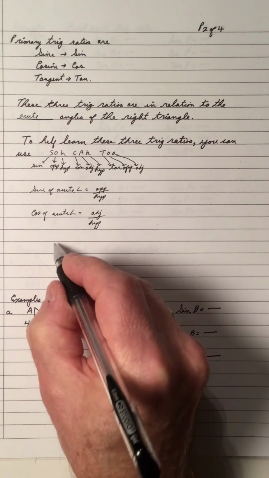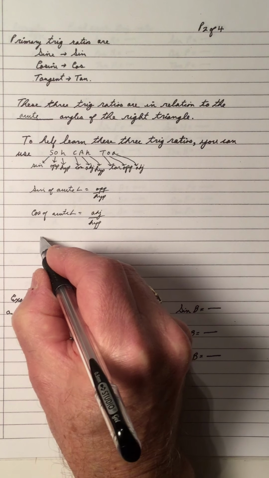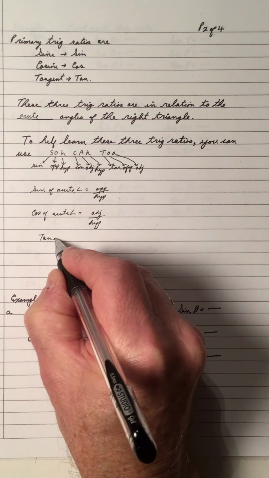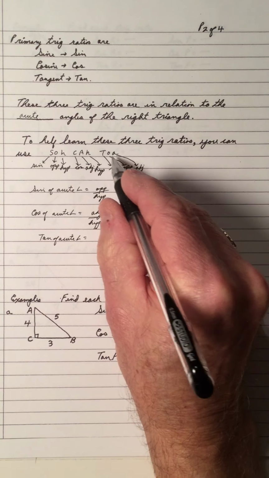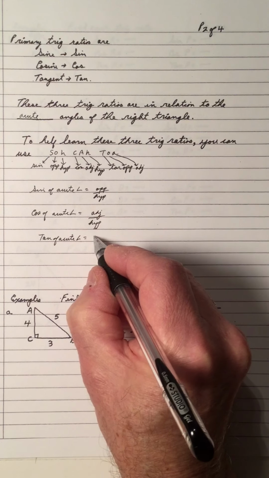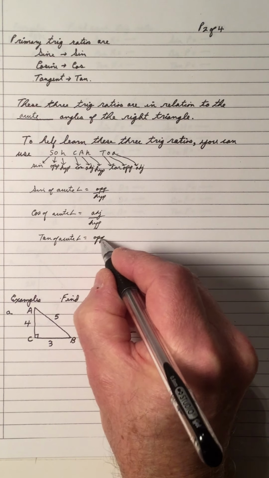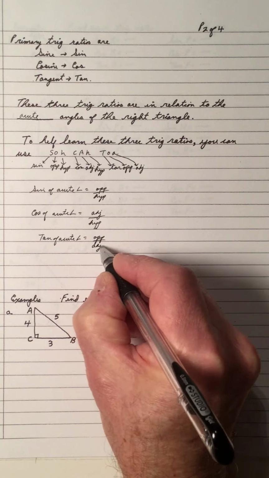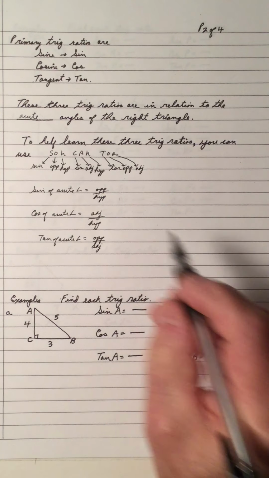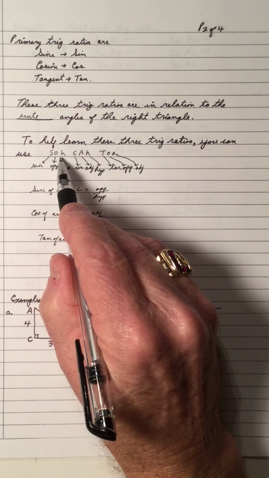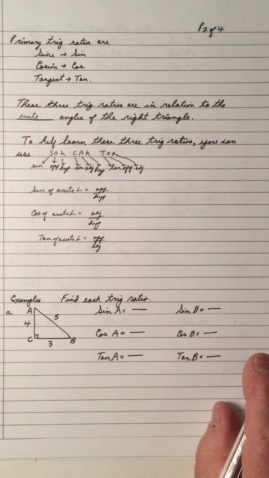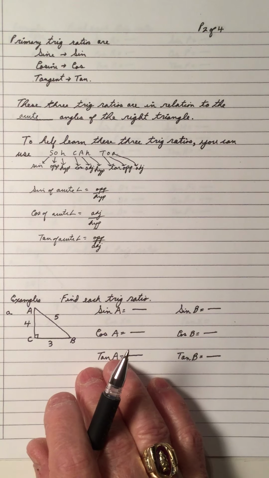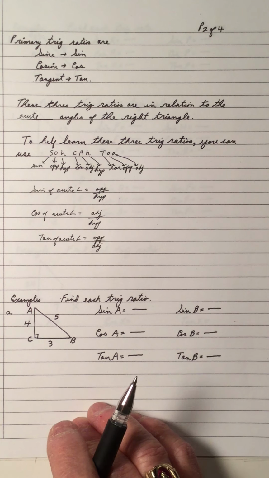And tan, T-A-N, of an acute angle, again stress the acute angle. Tan is the opposite over the adjacent as a ratio. Opposite over the adjacent. SOHCAHTOA, S-O-H-C-A-H-T-O-A. And every time I go to do trig ratios, I will write that down.